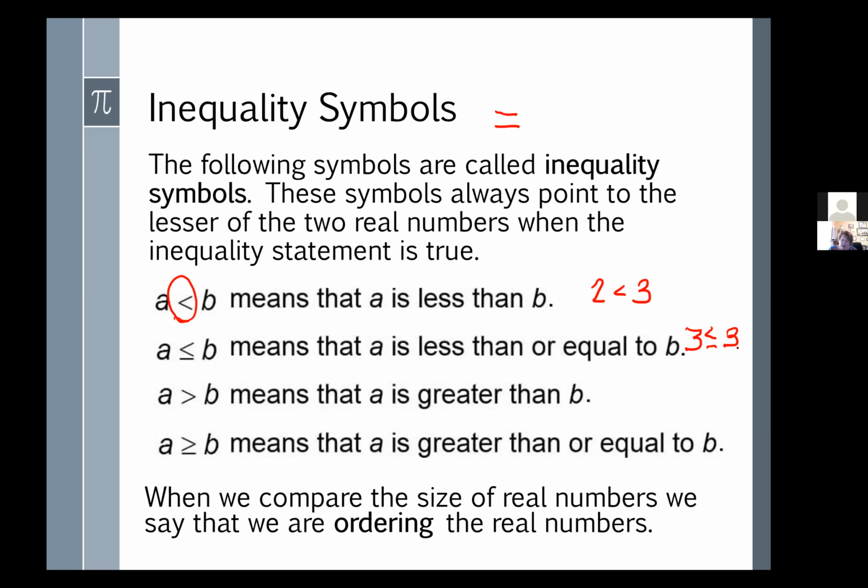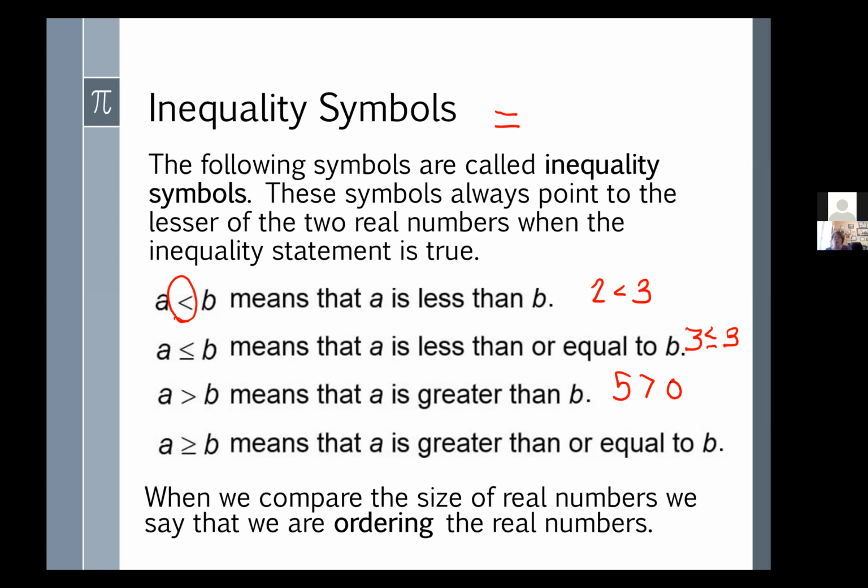So we could say something like, I don't know, 5 is greater than 0. So 5 is bigger than 0. 5 is to the right of 0 on the number line. So if you go from 0 to 5, 0 is the smaller number, 5 is the larger number. The arrow always points to the smaller of the two numbers. And I know some of us say it gobbles the bigger, however you remember, it always points to the smaller.